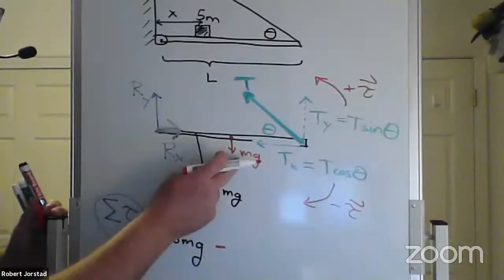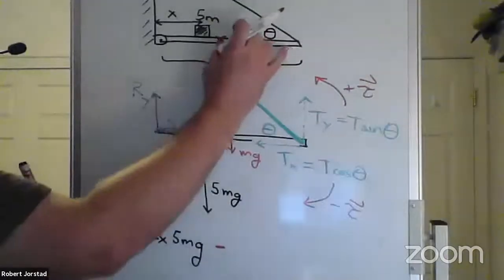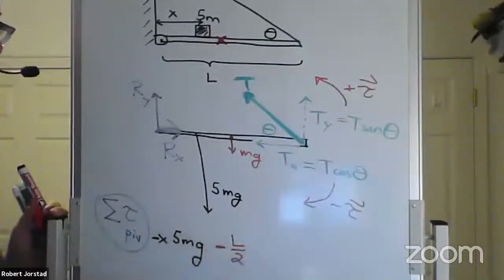mg. So minus. Well, let's see this a little further. Where does mg act for the rod? Center of mass. So it's not L minus X, is it? No. No, it's L over 2. Yep. L over 2 times mg.